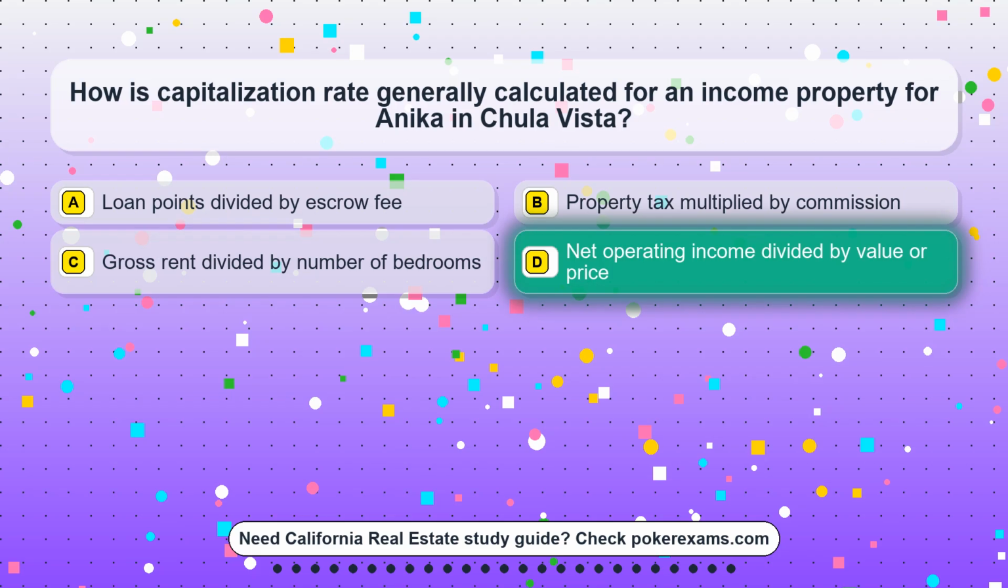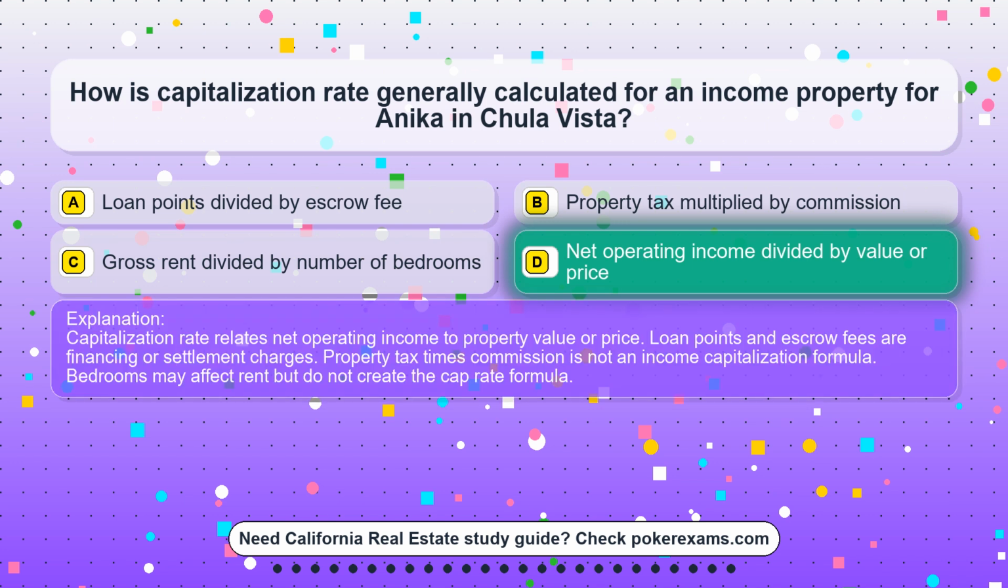The correct answer is option D, net operating income divided by value or price. Capitalization rate relates net operating income to property value or price. Loan points and escrow fees are financing or settlement charges. Property tax times commission is not an income capitalization formula. Bedrooms may affect rent but do not create the cap rate formula.